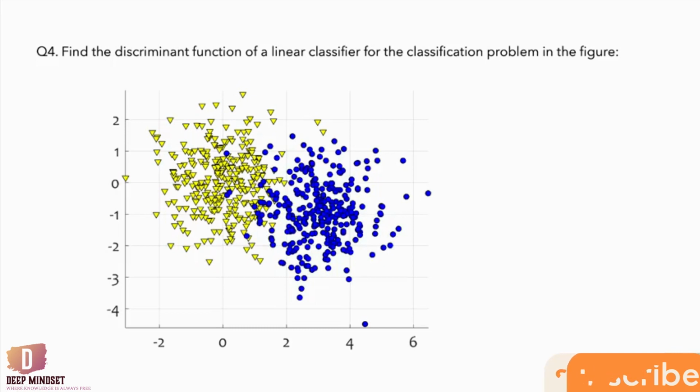Find the discriminant function of a linear classifier for this figure. So basically, draw a line, pick up 2 points, figure out the line equation, and turn it into a discriminant function.